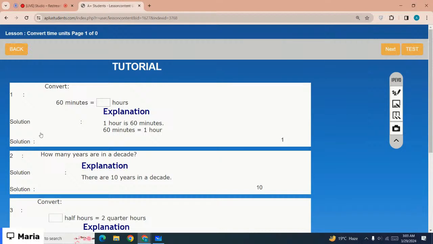How many years are in a decade? So there are 10 years in a decade, right? The correct option is 10 years. Let's just start with the test questions.